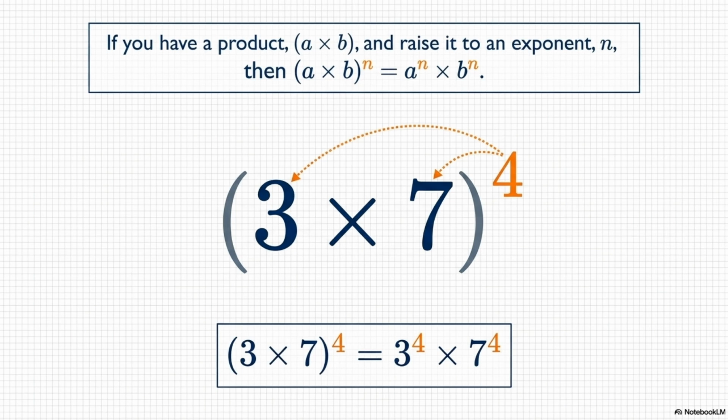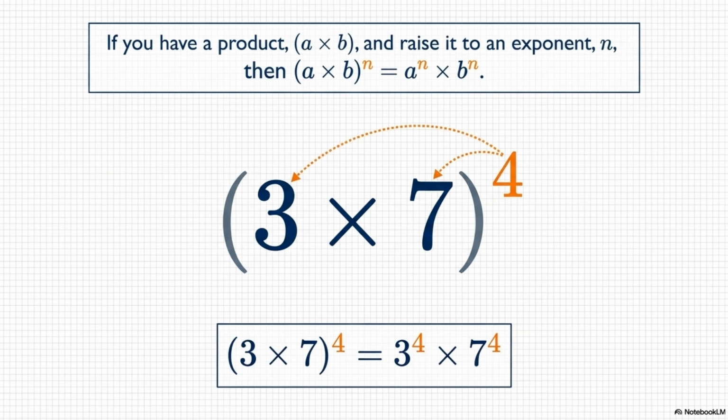The textbook introduces the distributive rule for exponents next. Right. Let's walk through the multiplication version of this rule slowly so we can really visualize the packaging. Okay, visualizing packages. Imagine you have a product inside a parenthesis. Let's use 3 times 7. Now, raise that entire parenthesis to the 4th power. All right, so I'm writing down a parenthesis, 3 times 7, close parenthesis, then another one multiplying next to it, and a third one, and a fourth one. I've got 4 of these identical little packages lined up.